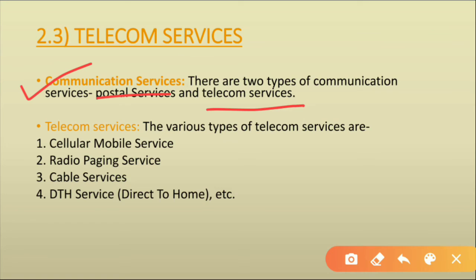For example, cellular mobile service includes all the mobile telecom services like voice messages. In cellular mobile services, they give the service of voice messages, data service, etc. By using this service, the user can directly connect with the service provider. So this is the cellular mobile service given by a telecom company.